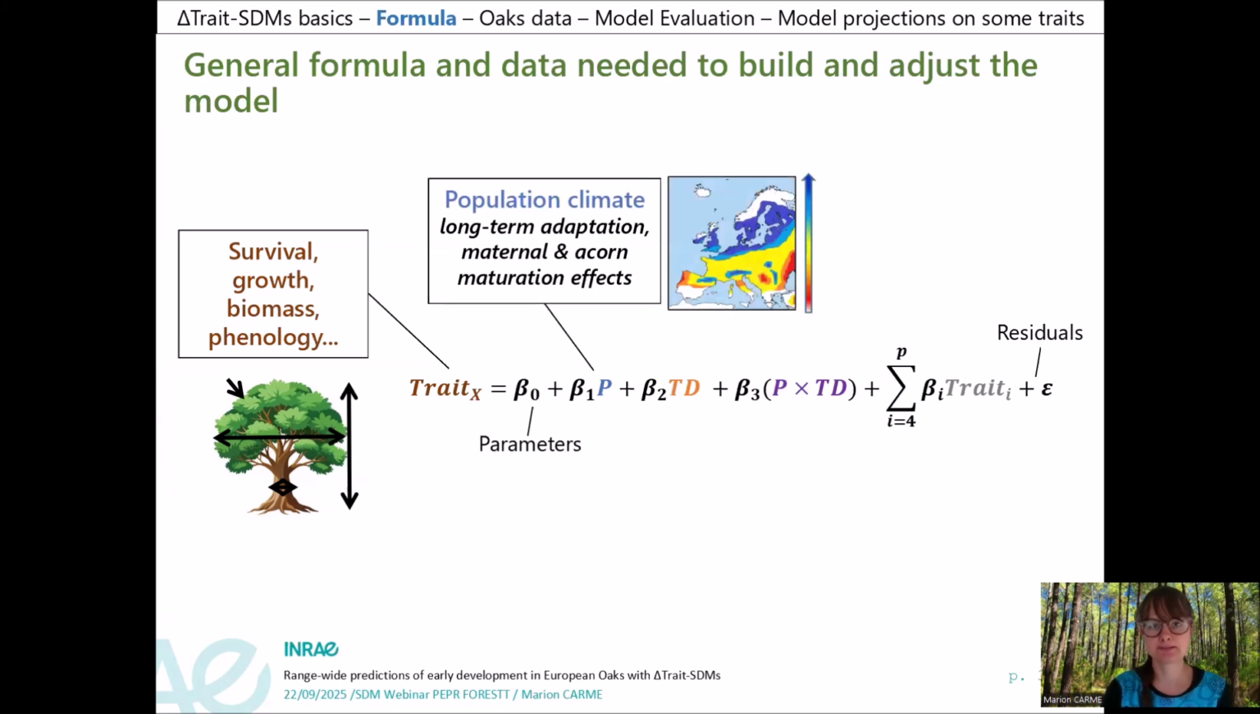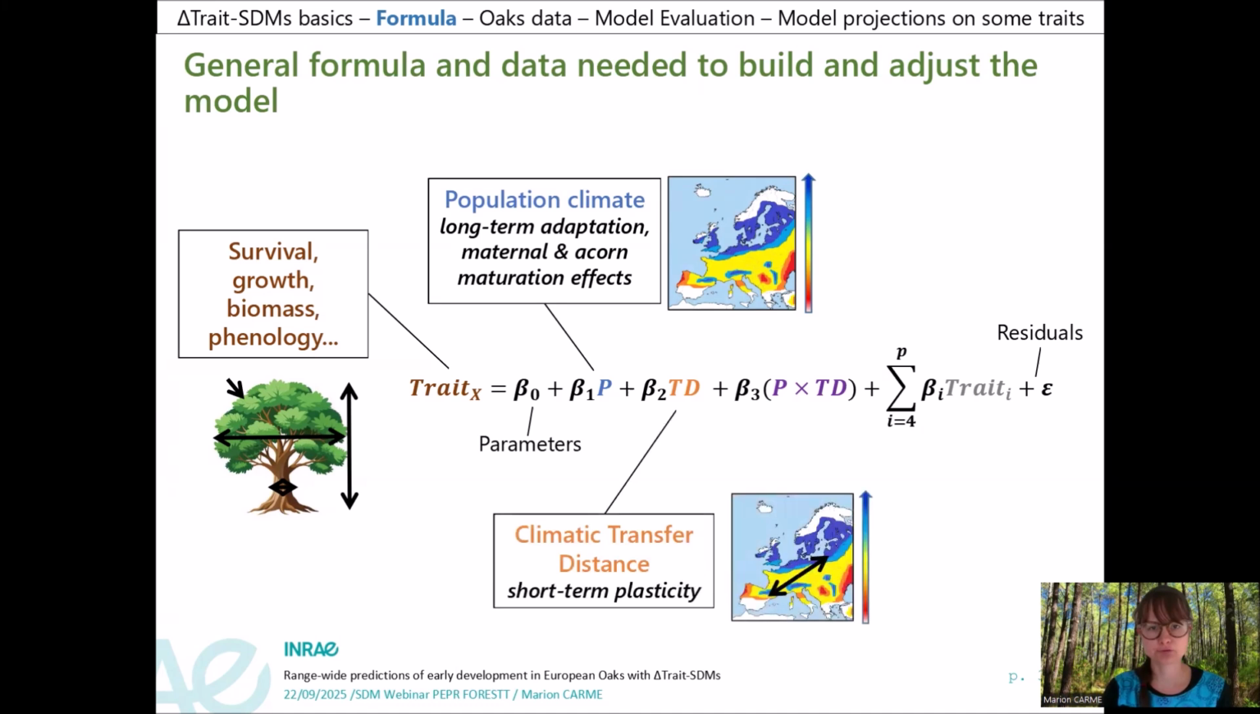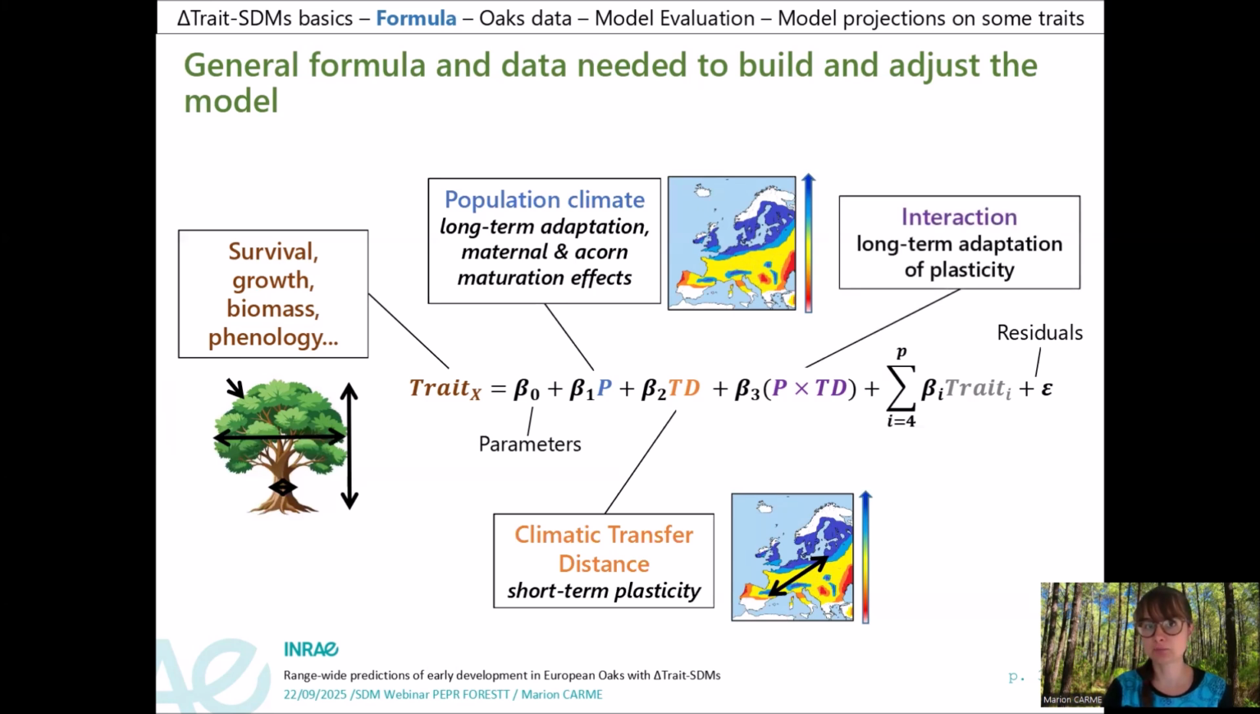And this trait depends on the population climate, the climate of origin here in blue, that has shaped long-term adaptation, mother tree traits, and seed development. It also depends on its current climate. Here it's the climatic transfer distance in orange. It's the difference between this current climate and the climate of origin. It's basically how plastic this trait is. And this plasticity can depend on the population climate, so there can be an interaction between the two. Here it's in purple. And finally, as Marta said, other traits can influence this trait. So we can combine their model with this model to better predict our trait of interest.